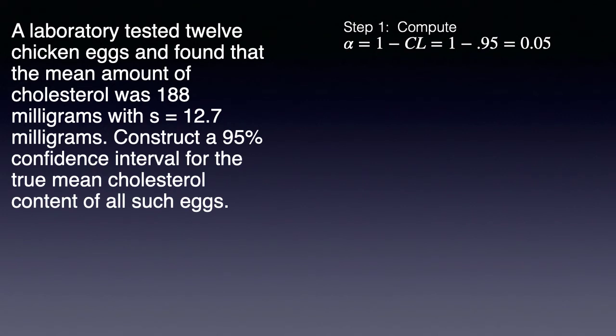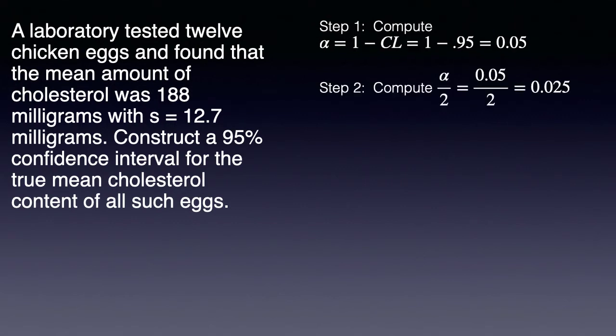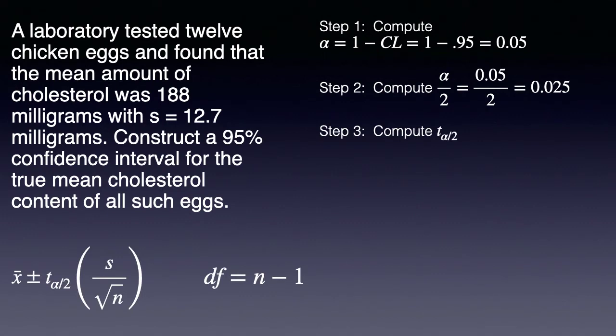So alpha is going to be 1 minus the confidence level, which is 1 minus 0.95, which is 0.05. In step 2, we're going to cut alpha by 2. We want one of those tail areas. So that gives us 0.025. In step 3, we compute t sub alpha over 2.